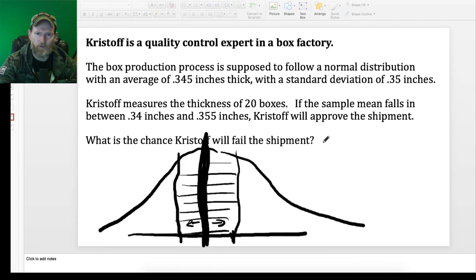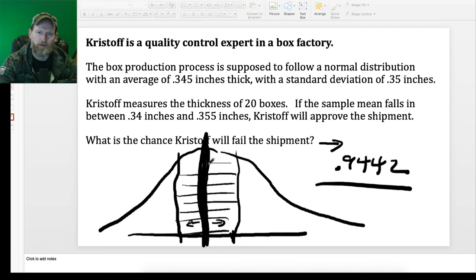So the fact that we have a high probability of failing the shipment if the sample average falls outside of that, that makes sense. The point is to get production to produce inside of that. Okay? So that's that problem.